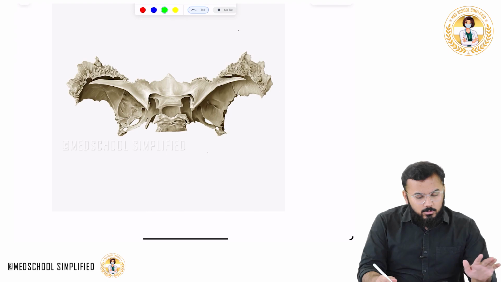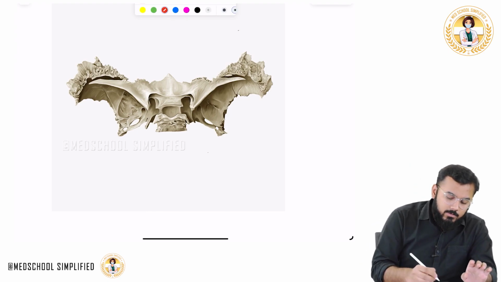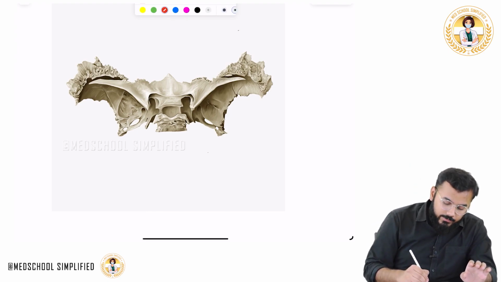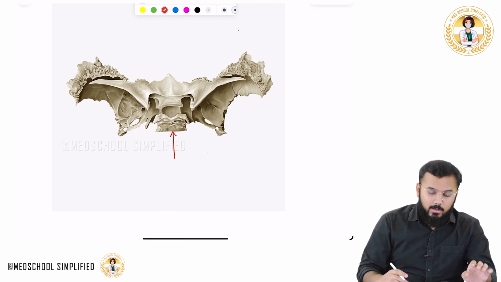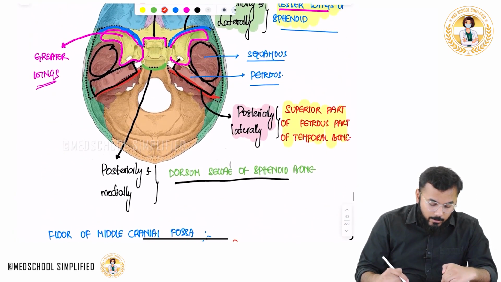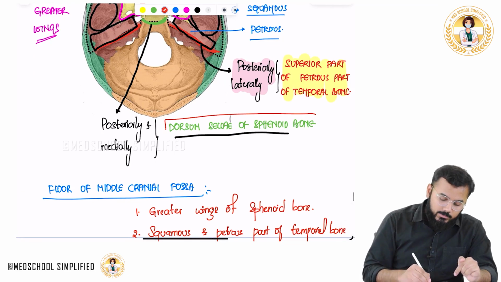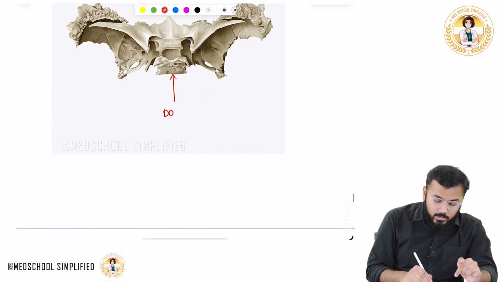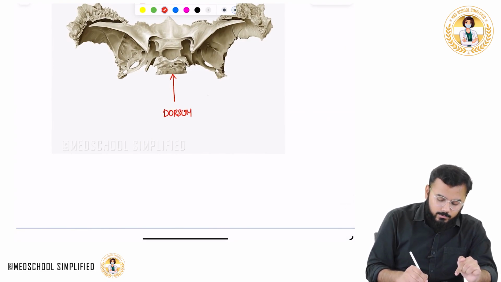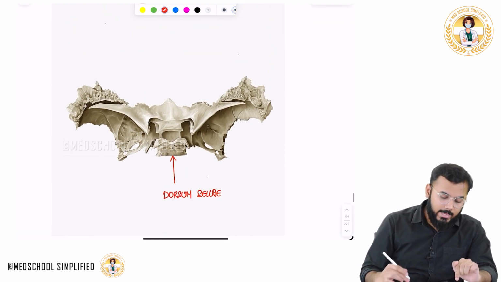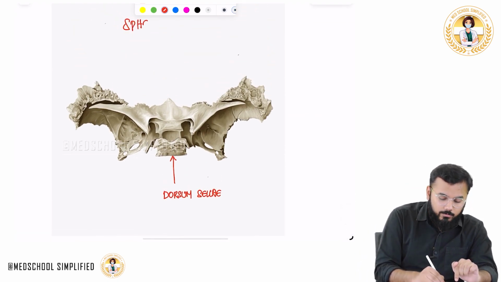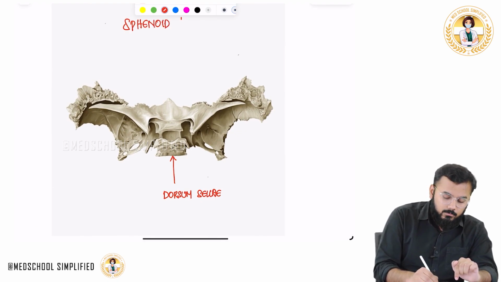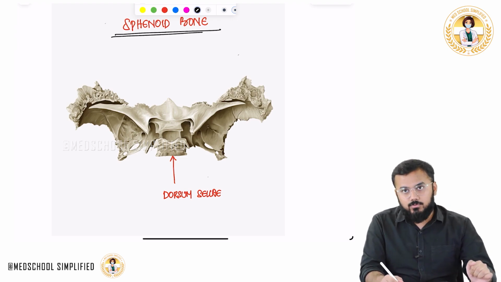In the center part also nothing has changed, the same things. What are the same things here? See, this part over here on the back, what did you call it? You called it the dorsum sellae of your sphenoid bone. So here also the same thing. This part over here is called your dorsum sellae of your sphenoid bone. This entire bone over here is your sphenoid bone.